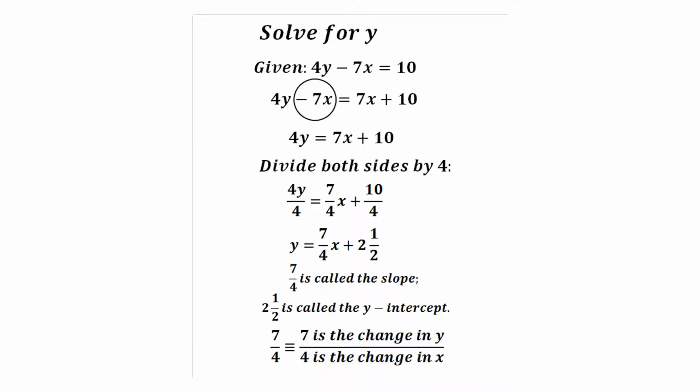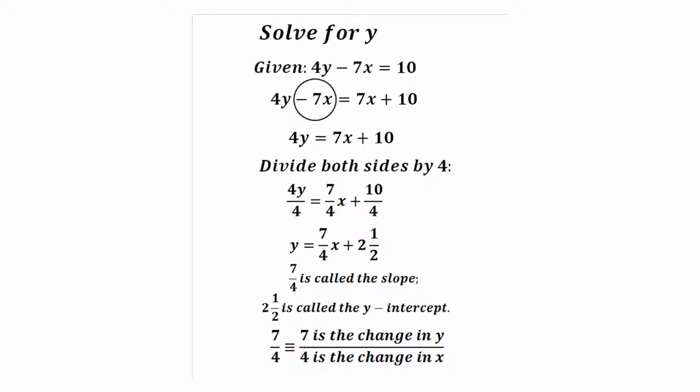Now we're given 4y minus 7x is equal to 10. Circle the -7x, move it to the other side, and it becomes 7x. So now we have 4y is equal to 7x plus 10. We're going to divide both sides by 4 to get just y on the left-hand side. So as we see below, 4y divided by 4 is y. We're going to divide 4 into 7x plus 10. 4 goes into the 7x, and 4 goes into the 10, by the distributive law.